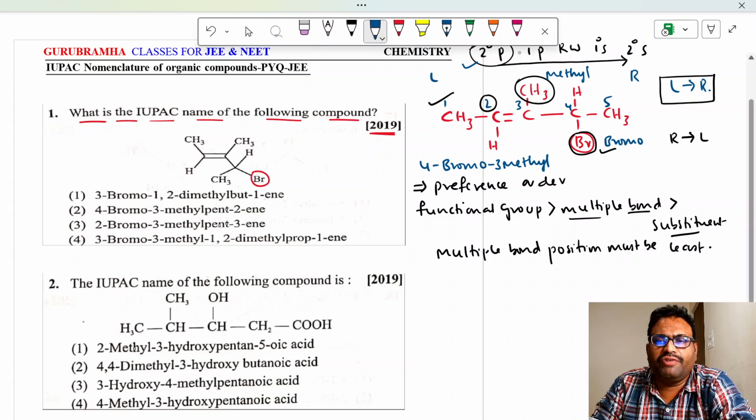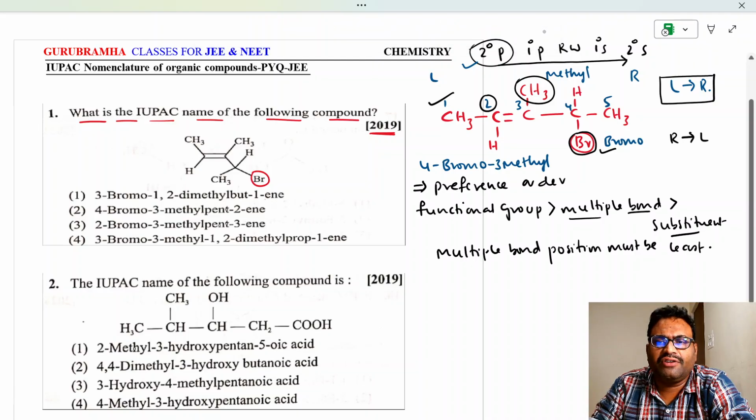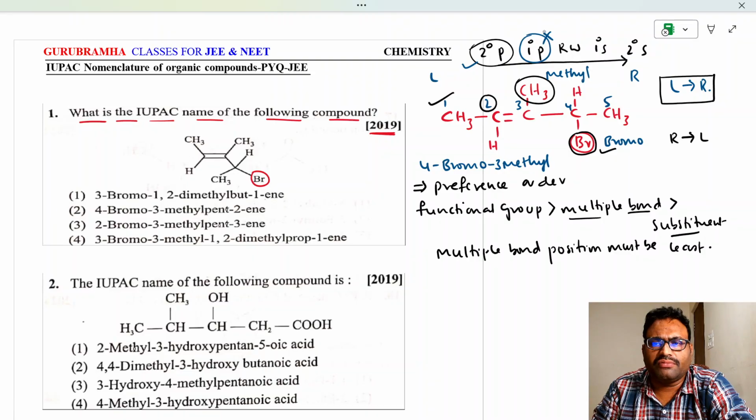Primary prefix. Do we have a primary prefix here? No. Why is there no primary prefix? Because it is a non-cyclic compound. The primary prefix represents whether the compound is cyclic or non-cyclic. If it is cyclic, we use the word cyclo. If it is non-cyclic, we don't use this primary prefix. We leave this primary prefix.